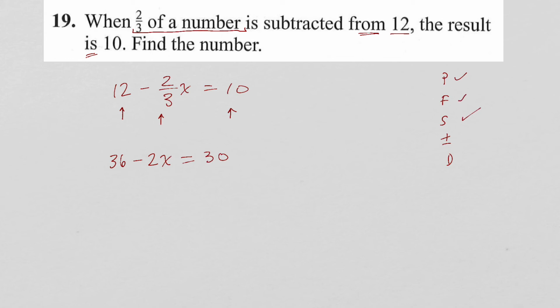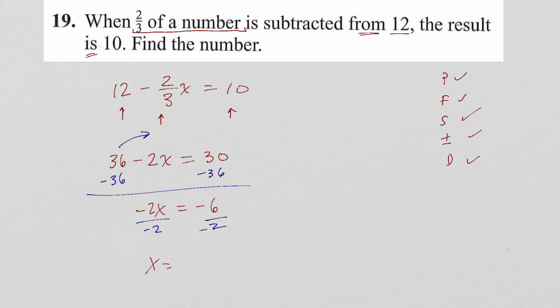Now, I can't simplify because I don't have like terms, but I can isolate. I'm going to isolate this term by moving this to the right. So I'm going to subtract 36 from each side. And I'll get negative 2x is equal to 30 minus 36 is negative 6. And that's isolating. Now I can divide. I'm going to divide each side by negative 2. And I'm going to get x is equal to negative 6 divided by negative 2 is a positive 3. So I'll say the number is 3.